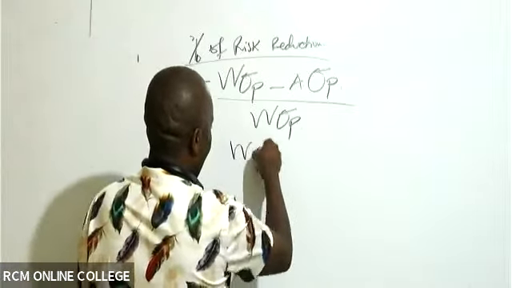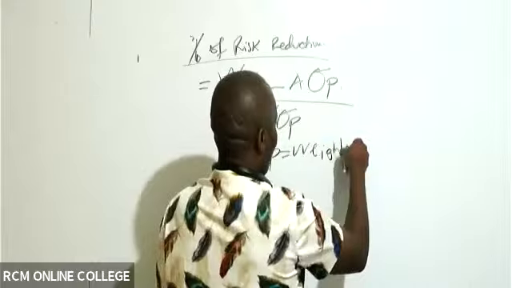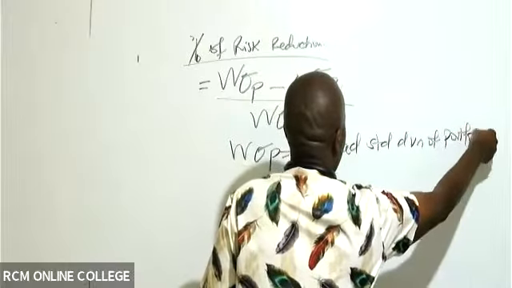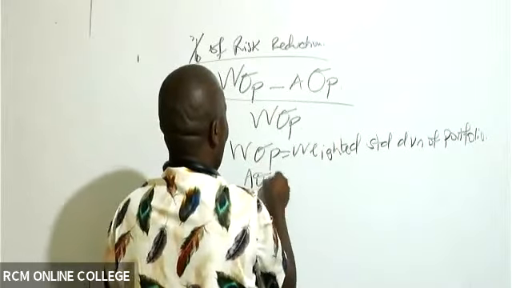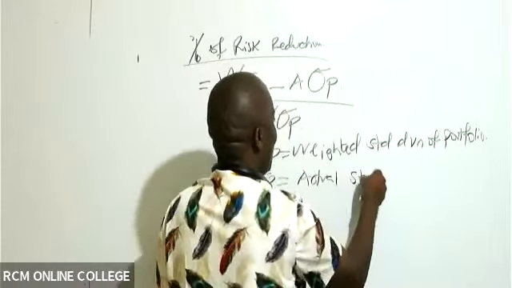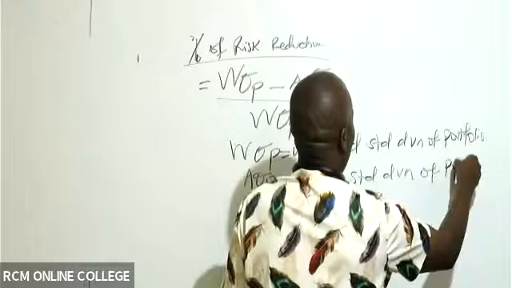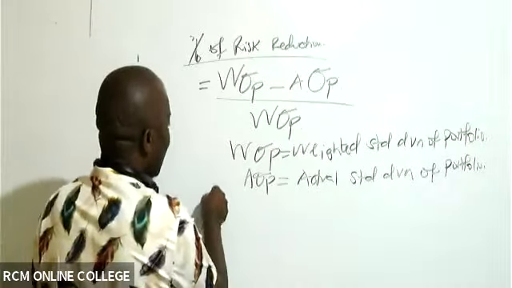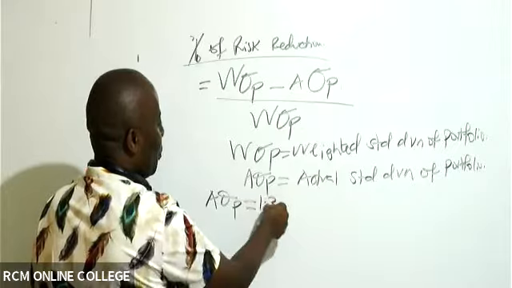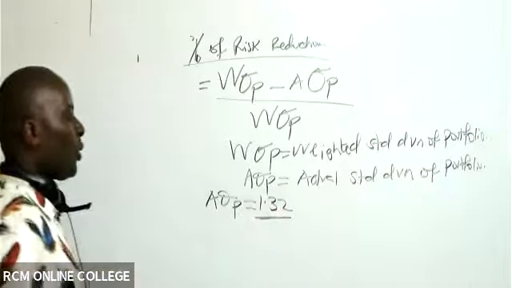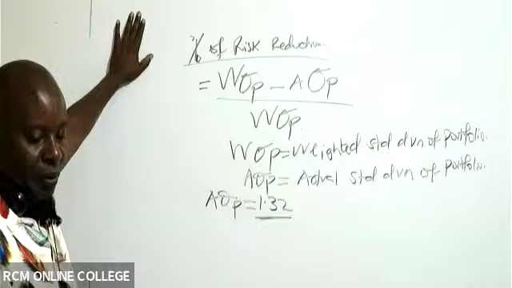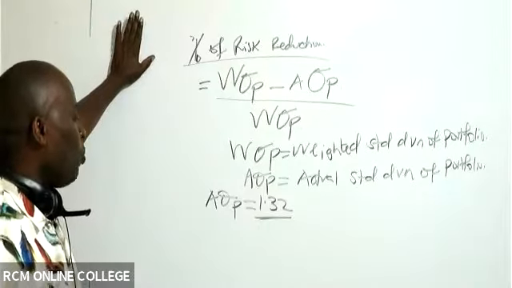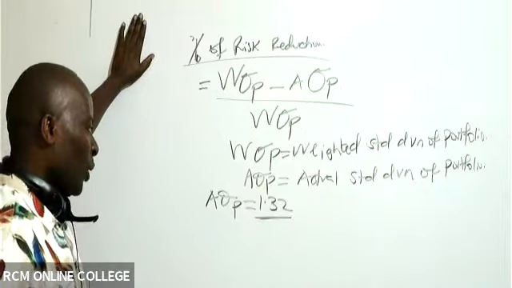So this is the weighted standard deviation of the portfolio, and then we have here the actual standard deviation of the portfolio. The actual standard deviation of the portfolio is very, very important. Already we have the actual; we've gotten 1 point what here? The one we got up there is the real one, the actual. Whenever you're asked to get the standard deviation of the portfolio, you should be computing the actual.